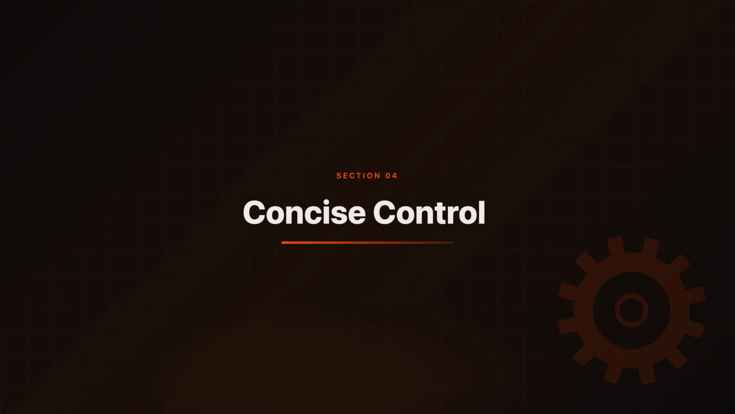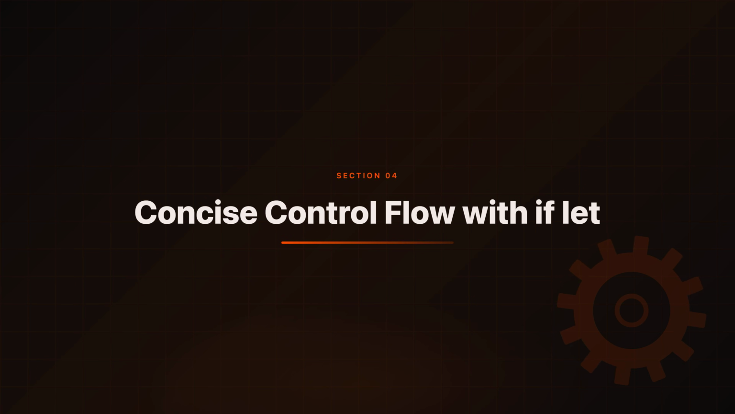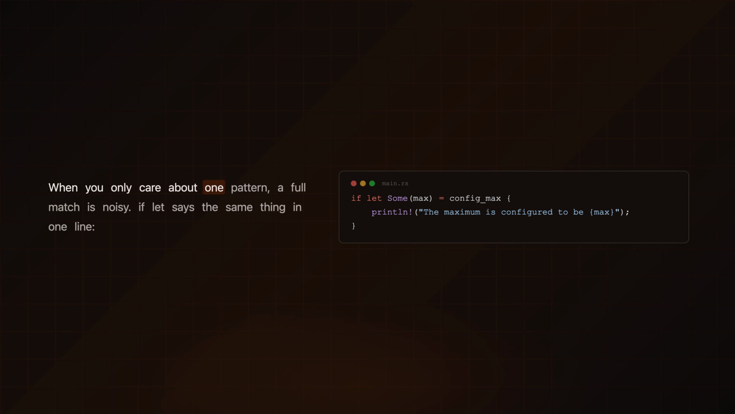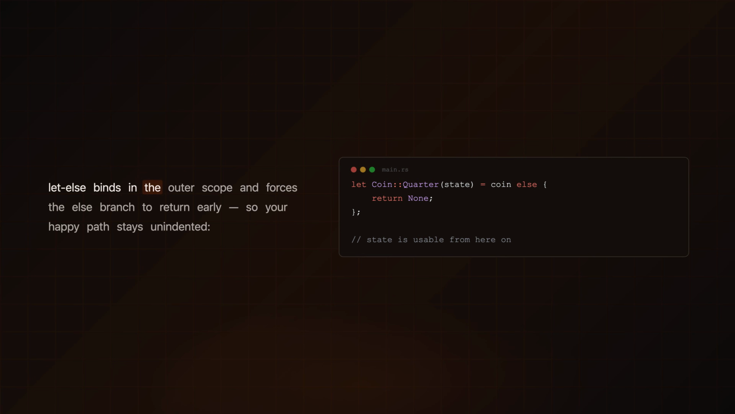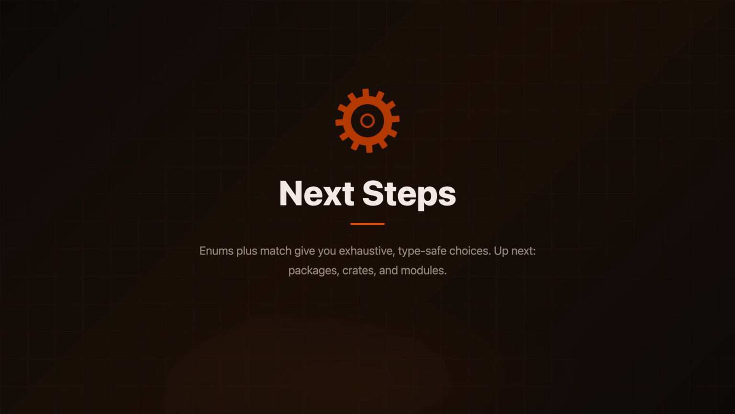Concise control flow with if let. When you only care about one pattern, a full match is noisy. If let says the same thing in one line. Add an else for everything that doesn't match. It plays the role of the underscore arm. You trade away exhaustive checking for brevity. Let else binds in the outer scope, and forces the else branch to return early, so your happy path stays unindented. Next steps. Enums plus match give you exhaustive, type-safe choices.